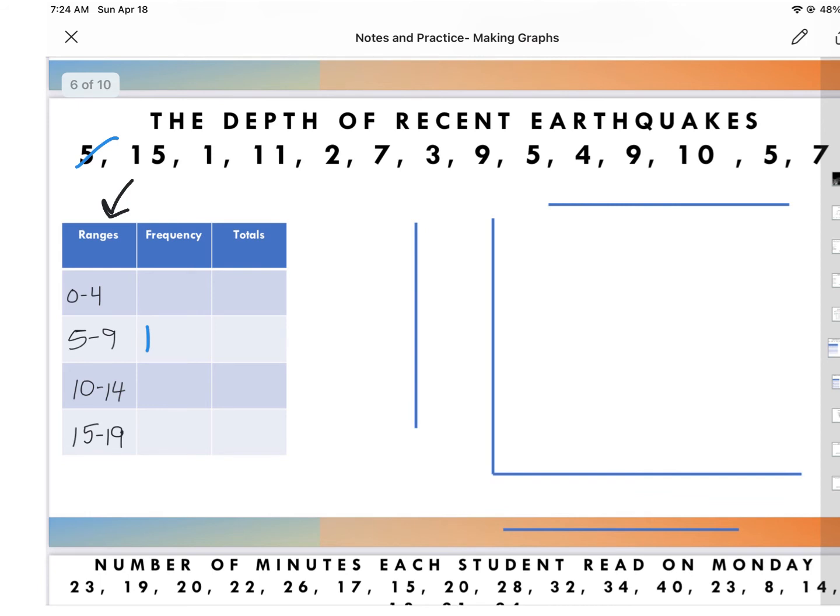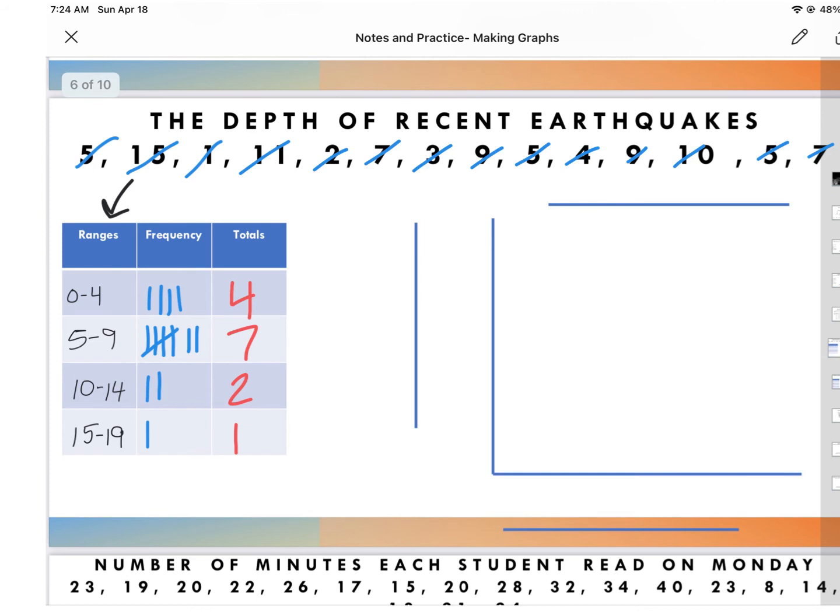Then a 15 would be in here. 1 is in here. 11 and so forth. So go ahead and do that. Pause the video and then check back when you're done. All right, so we should have gotten 4 in the 0 to 4, 7 in the 5 to 9, 2 in the 10 to 14, and just 1 in the 15 to 19.